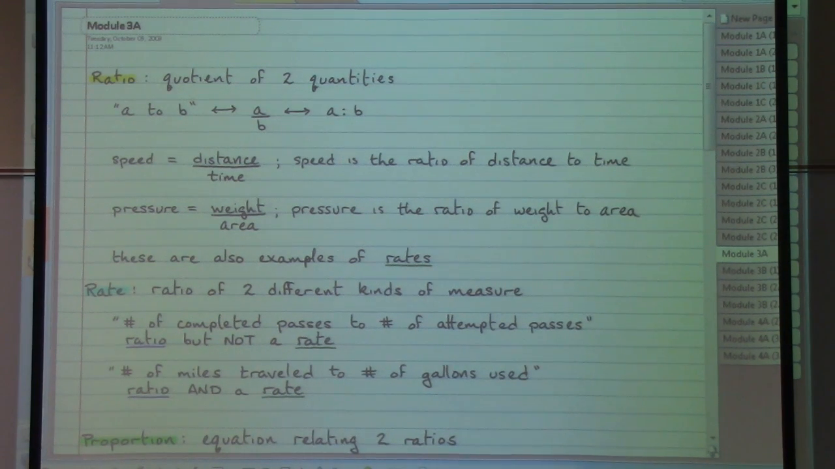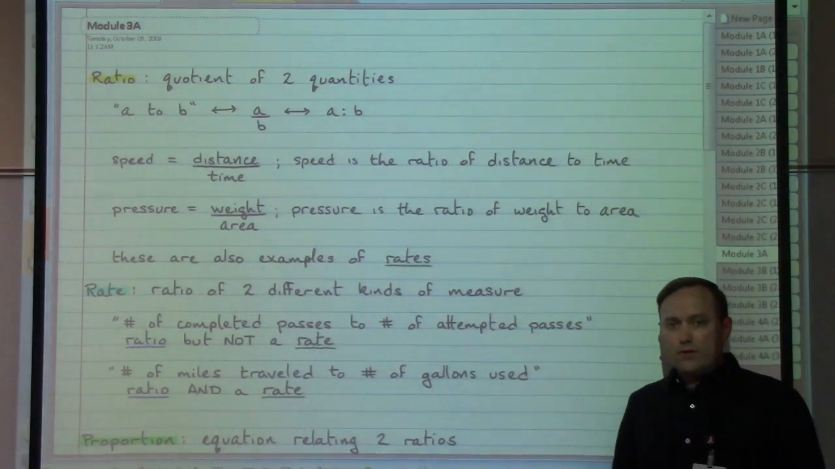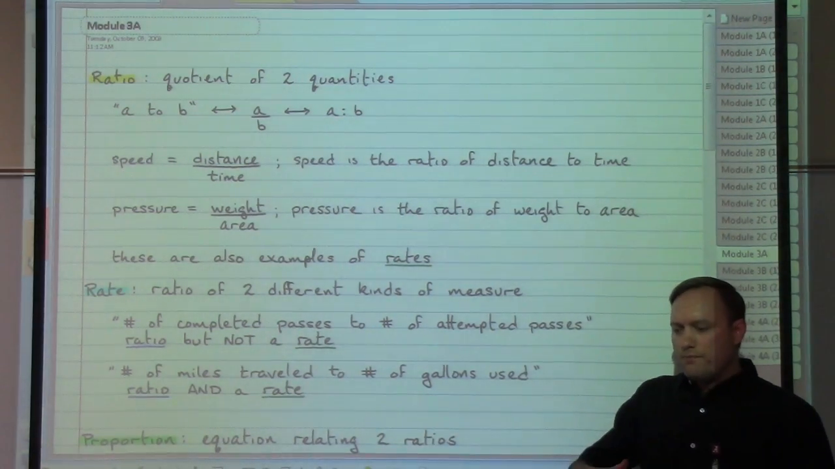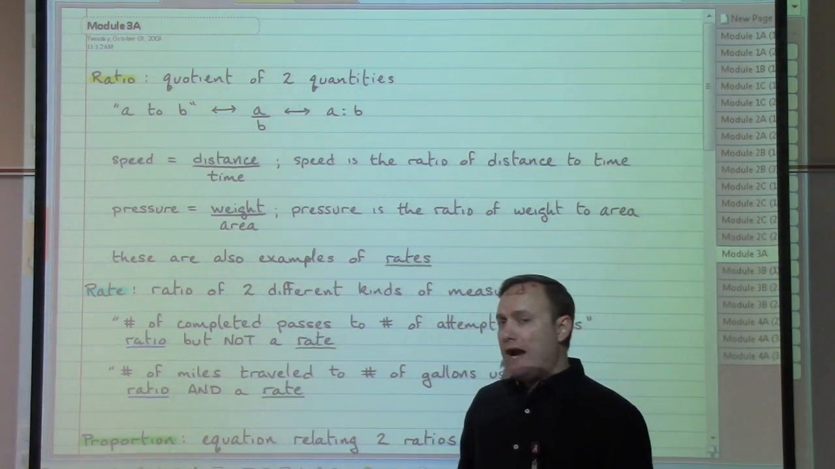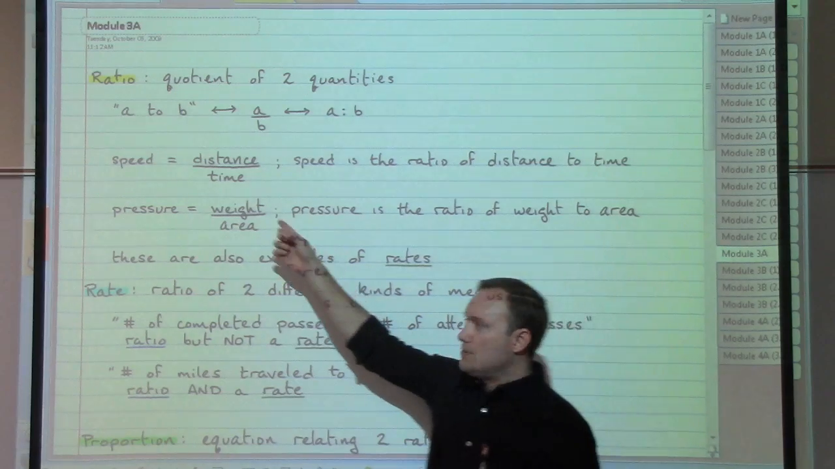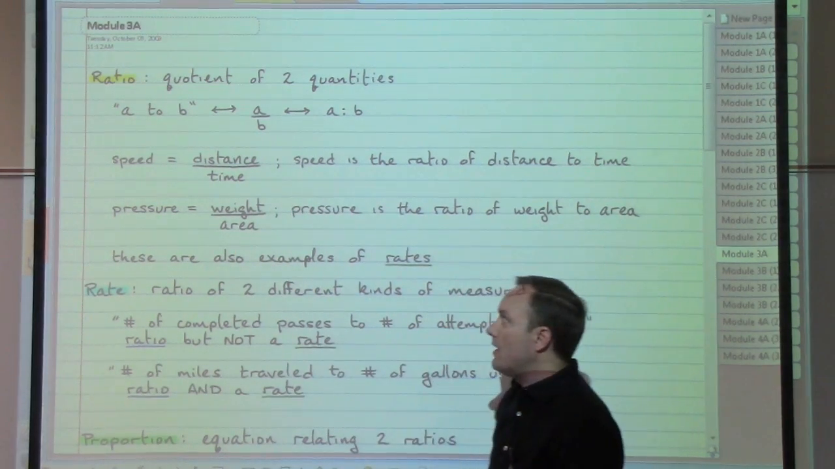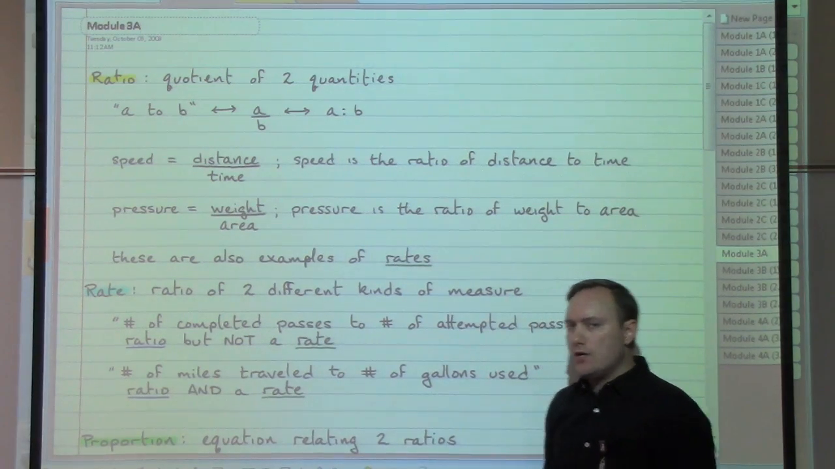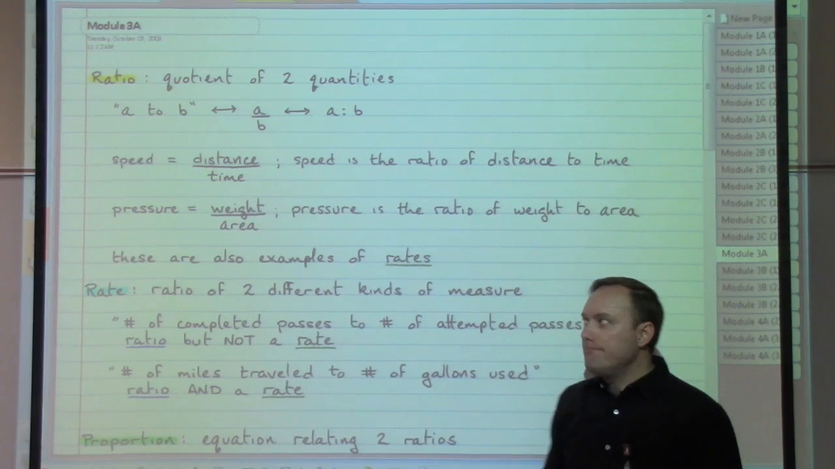A ratio is the quotient of two quantities, or you could say two measurements that are put together through division, usually as a fraction. For instance, speed. It's distance over time, or distance divided by time, or we could say in terms of a ratio, the ratio of distance to time.